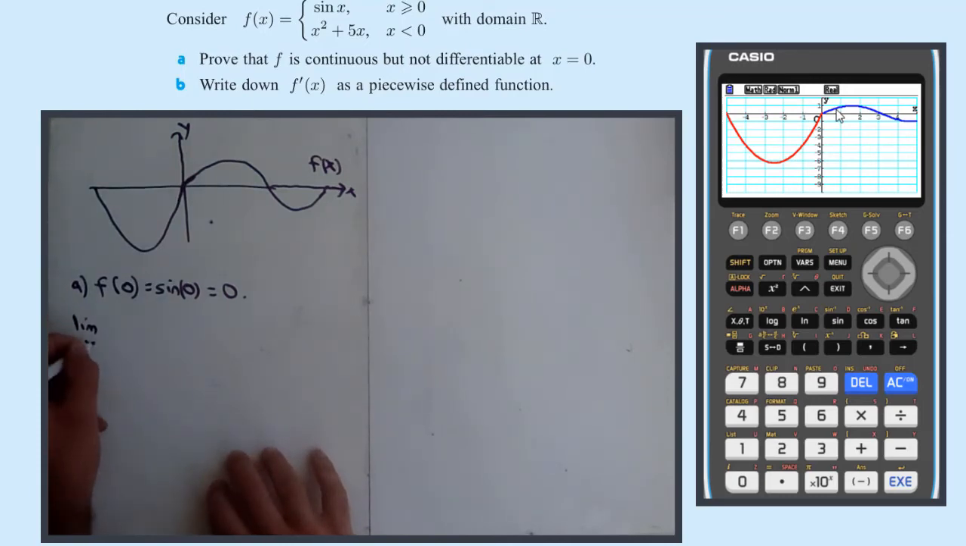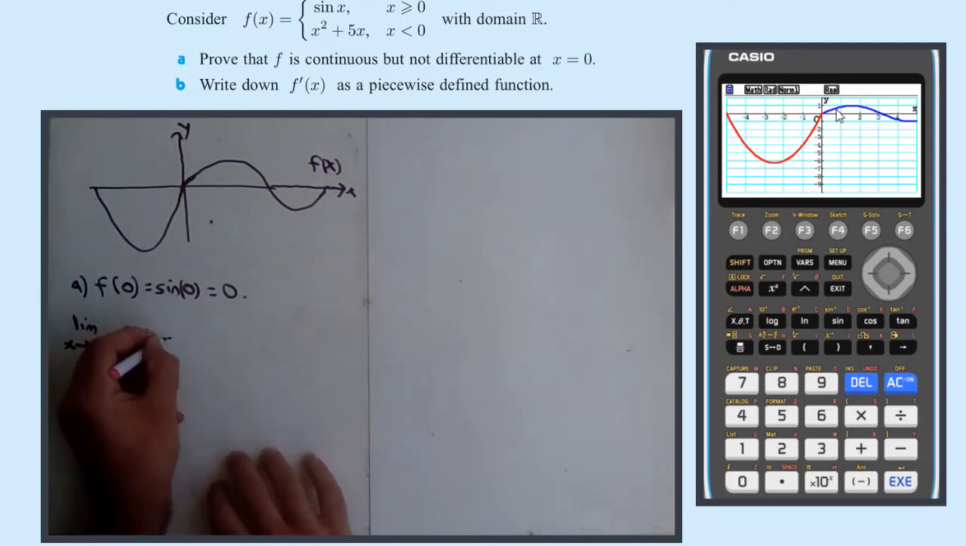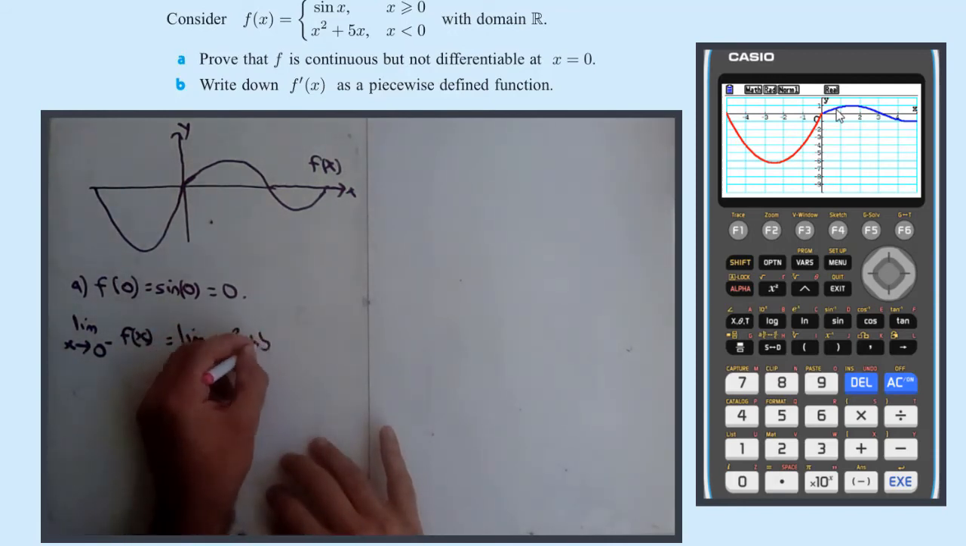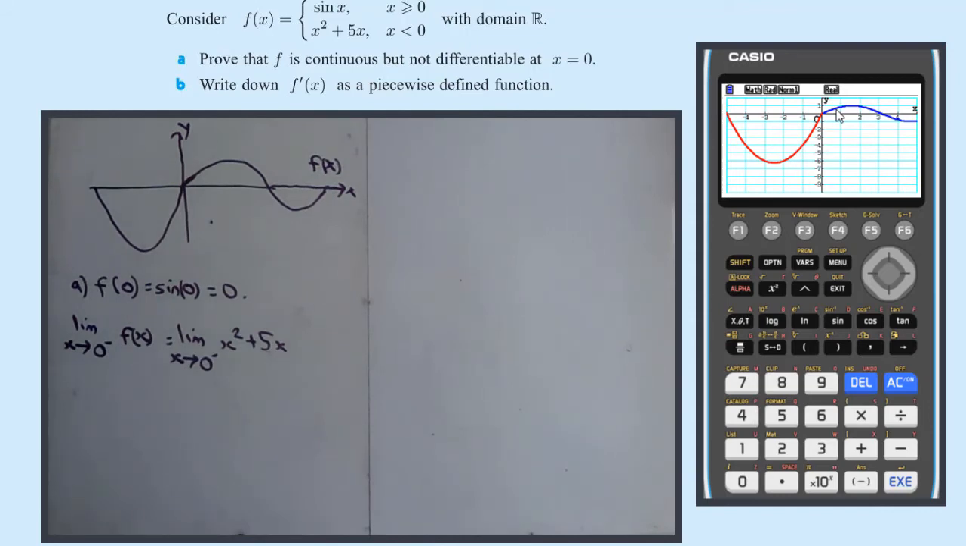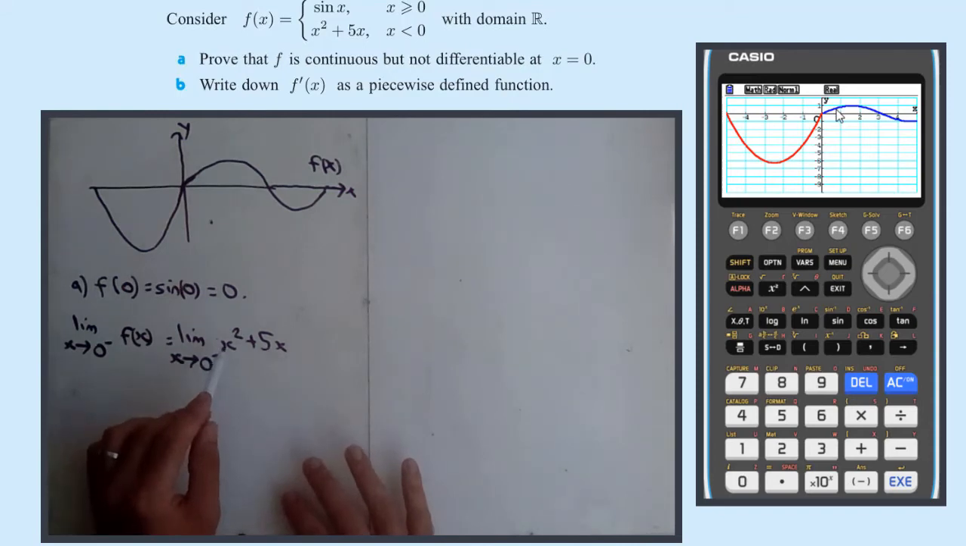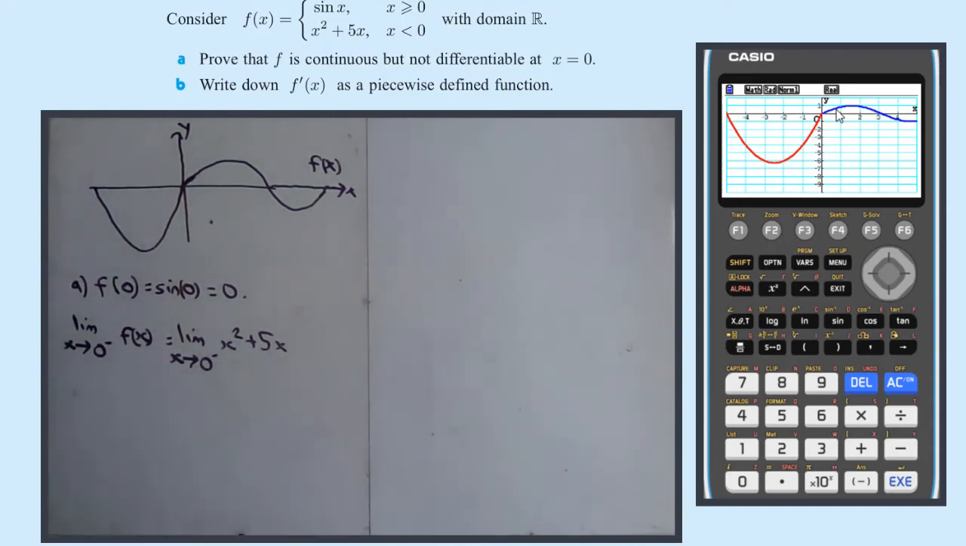as x approaches 0 from the left-hand side of f of x, well, that equals the limit as x approaches 0 from the left-hand side of x squared plus 5x. And for a nice continuous function like x squared plus 5x, you really can just think, well, if x was 0, what would this be? It's clearly 0. If you don't like that, you could always, just to confirm, do a little trace. And I'm not very good at switching lines, so I think you do it with the up and down arrow.